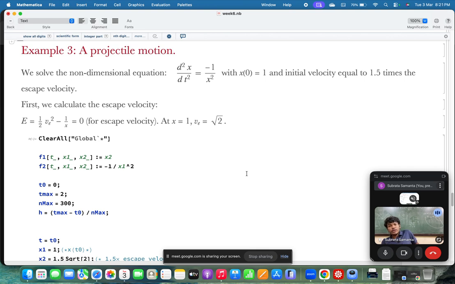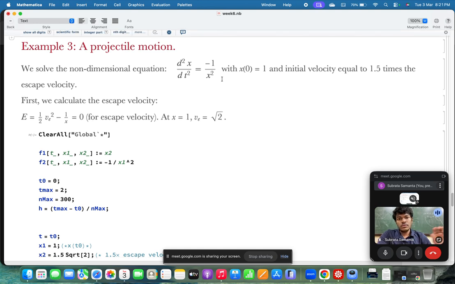So, we solve the non-dimensional equation d²x/dt² = -1/x² with x(0) = 1, and the initial velocity is 1.5 times the escape velocity. This is a projectile motion problem. Again, this is a non-dimensional equation, so all the variables are dimensionless. x is the dimensionless displacement, t is the dimensionless time.